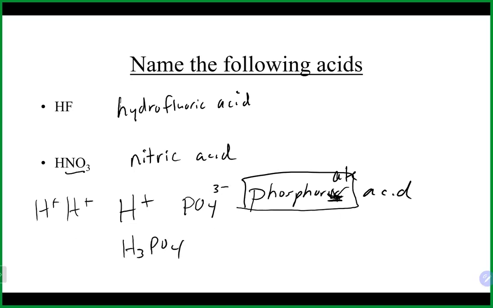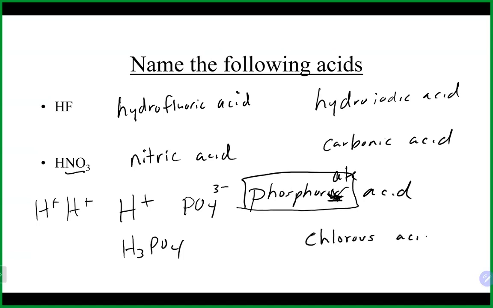So if I had something like hydroiodic acid, we'll do carbonic acid, and let's do chlorous acid. All right, so write the formula for each of those 3 there as to what it should be.